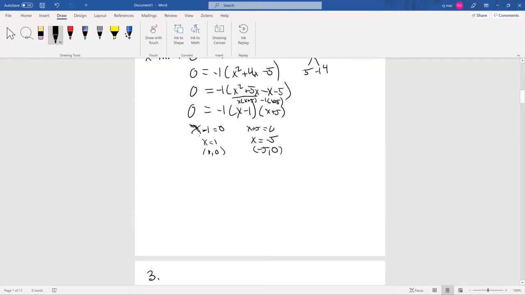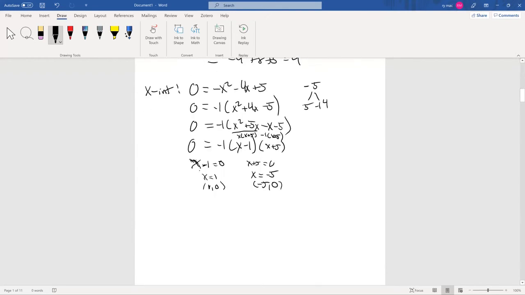All right, and then next up is our y-intercept. And for that one, you're just going to be plugging in 0 for x. So y is equal to -0 squared minus 4 times 0 plus 5. Well, obviously that cancels, you're just left with y equals 5. Or you could say your y-intercept is 0, 5.